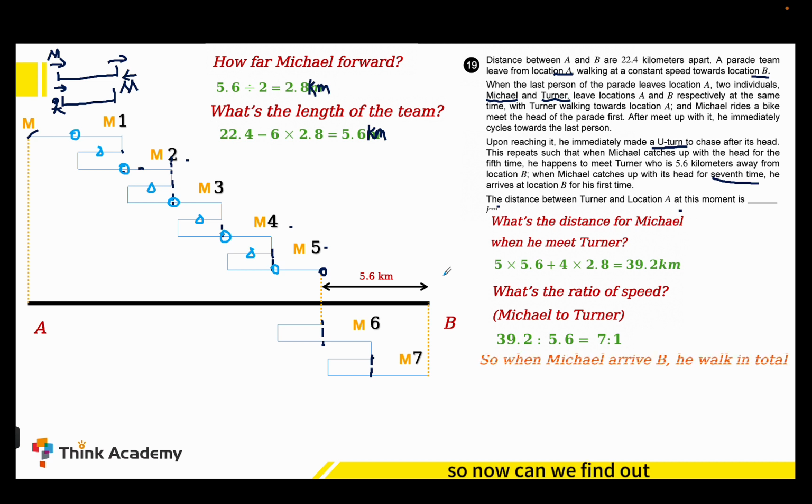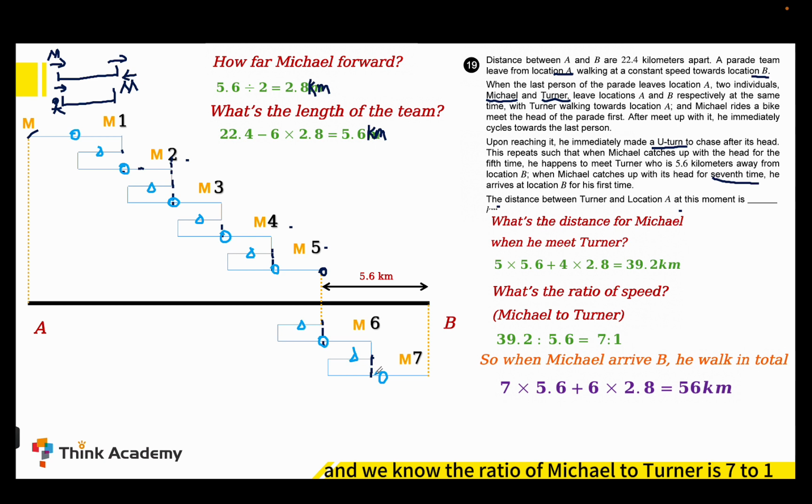So now can we find out when Michael arrived at B, how much distance he walked in total? Continue from here. Let's consider how many 2.8. So 1 extra, 2 extra. And how many 5.6? 1 extra and 2 extra. So the total distance is just 7 times 5.6 plus 6 times 2.8. In total it is 56 kilometers, right? So when Michael arrived at B, he ran 56 kilometers.